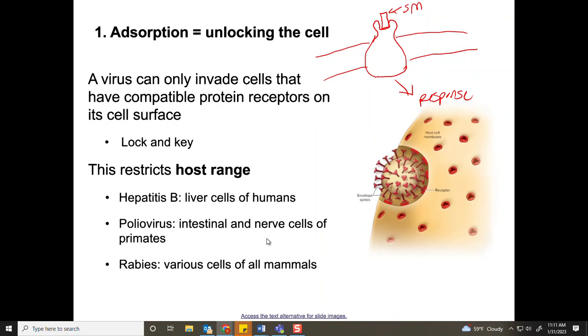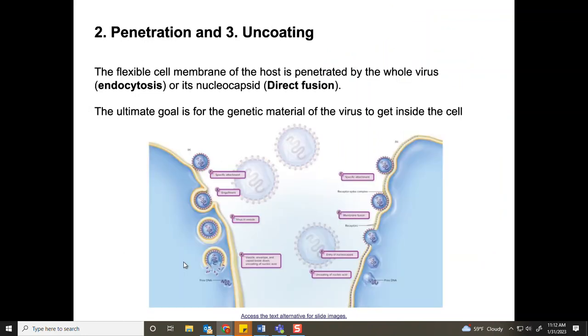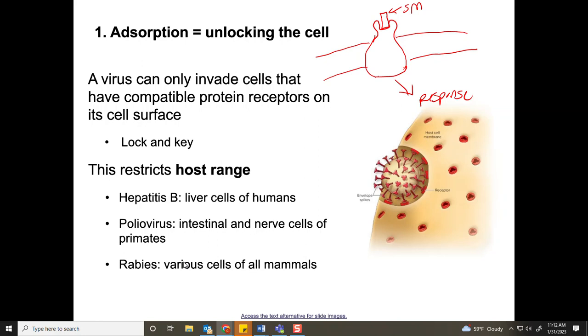So the poliovirus isn't going to infect a fish because it's not a primate. The receptor sites that the poliovirus would interact with are not the right shape for it to do so. Rabies can infect various cell types within the body of mammals only. So we would not see the rabies virus infect a plant. It would specifically have to be an animal in the group Mammalia, mammals. So that is restriction of host range. Alright, so that is how our viruses are going to adhere and absorb into the cell.